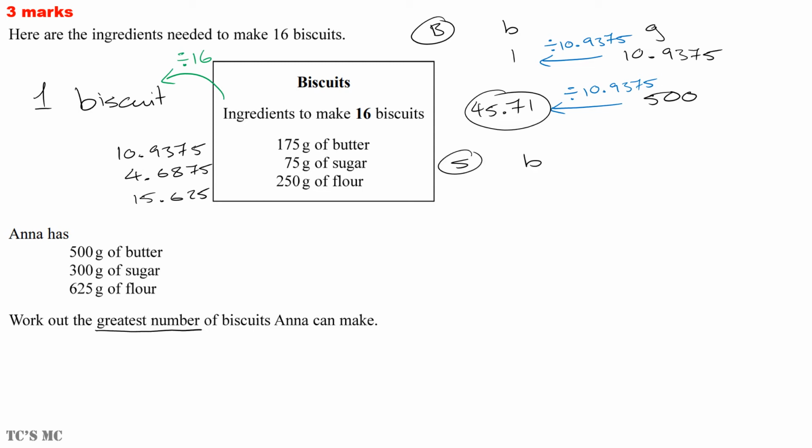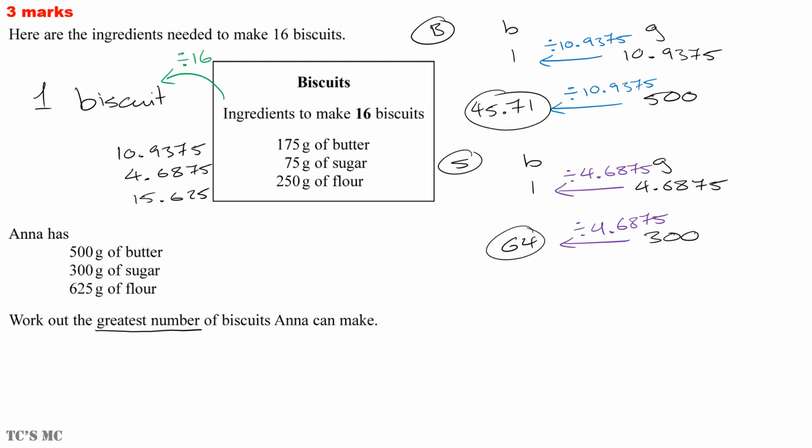Now let's move on to the sugar. Again, we've got biscuits and grams. 1 biscuit requires 4.6875 grams. Anna has 300 grams. If we go backwards, we need to divide by 4.6875. Do the same. That gives us 64 biscuits. Just looking at the butter and the sugar, if we make 64 biscuits, we will not have enough butter.